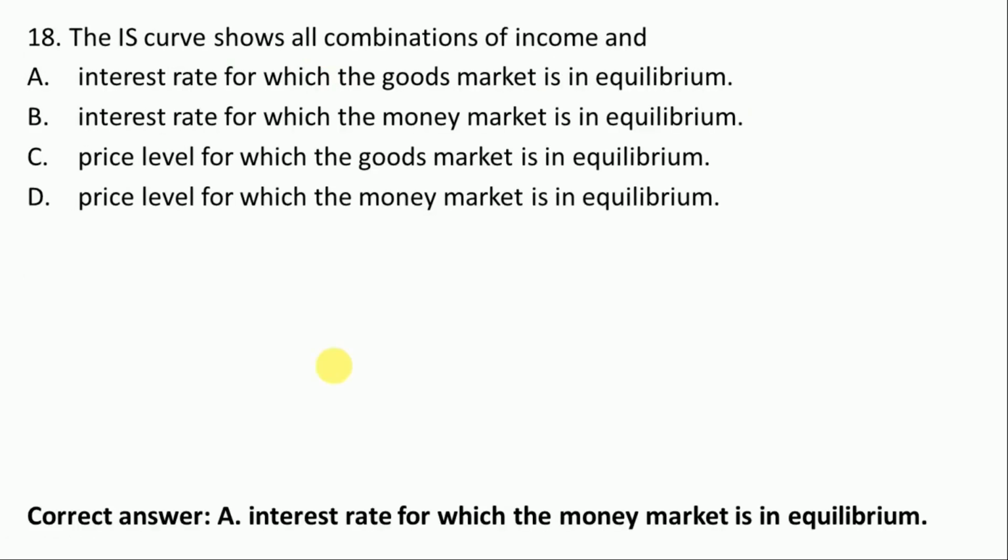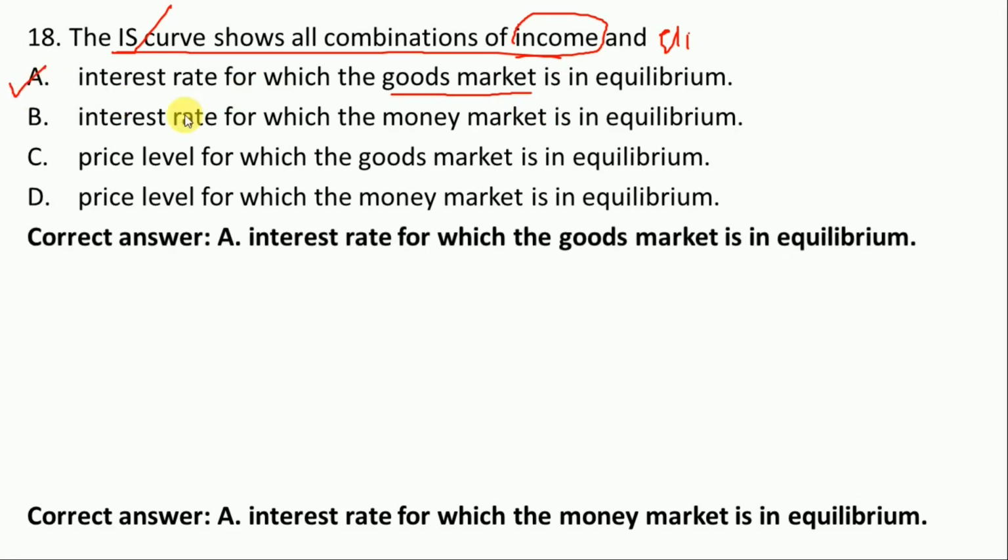Then the 18th question is about the IS curve shows all combinations of income and dash dash. IS curve क्या indicate करता है? It is a combination of level of income and rate of interest at which the goods market is in equilibrium. मतलब any point on the IS curve shows the goods market equilibrium. So the correct answer will be A. ठीक है, A is the correct answer.